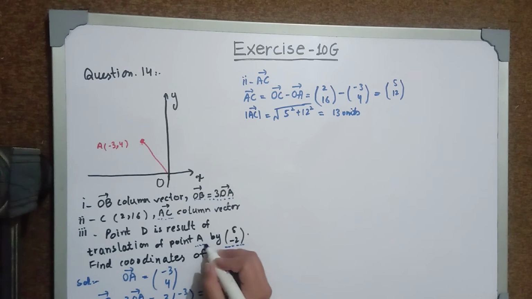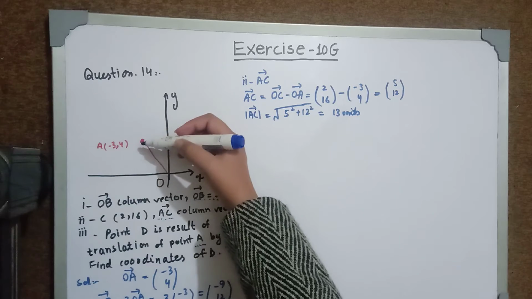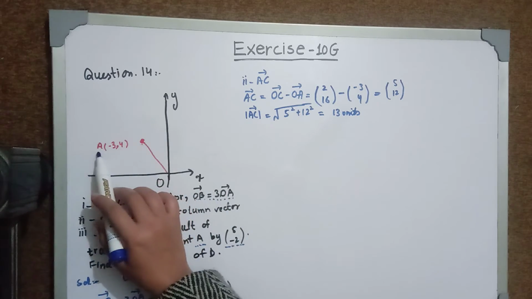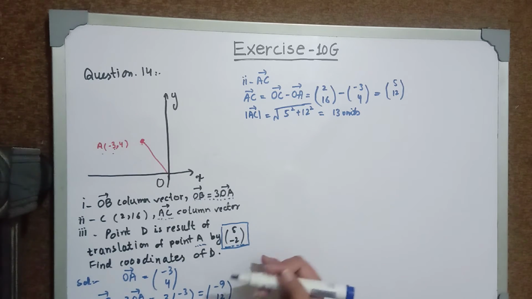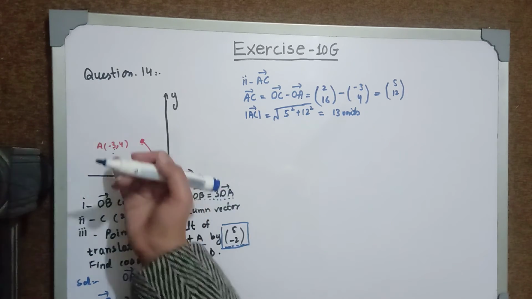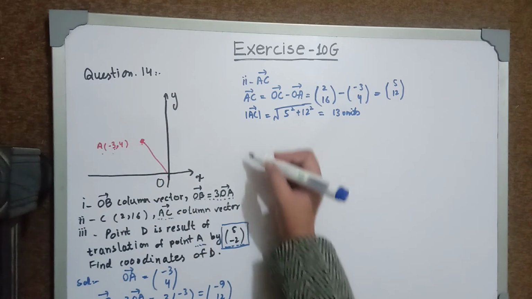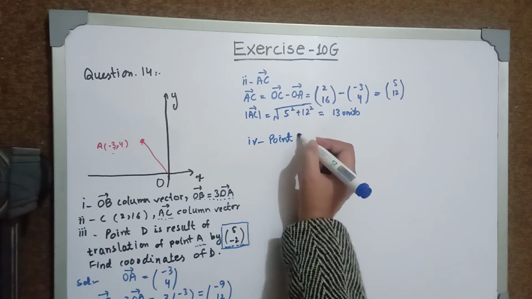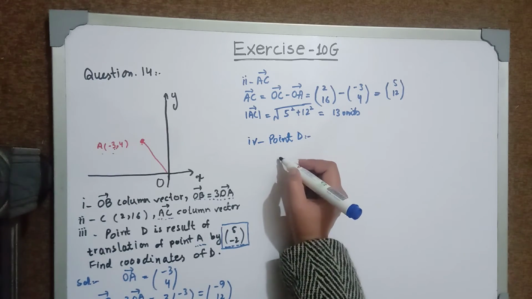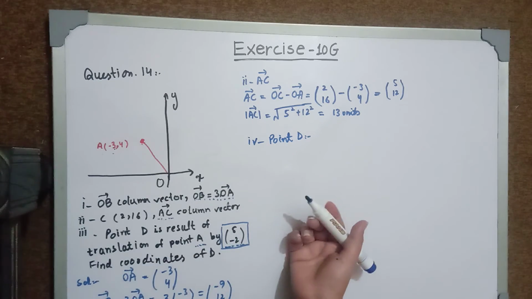Basically, by translation in mathematics we mean simply moving. It means that there is a point D that we get by moving this point A by this amount. We move point A by this amount and we get another point D here. So I'm going to simply add this to point A and we will get our point D. So we're going to find point D, its coordinates.